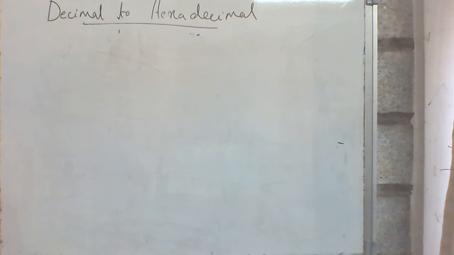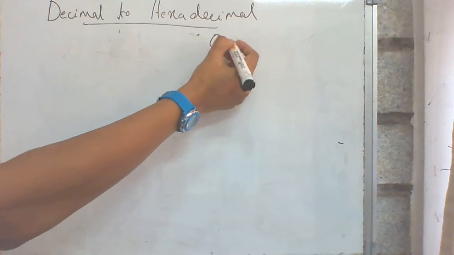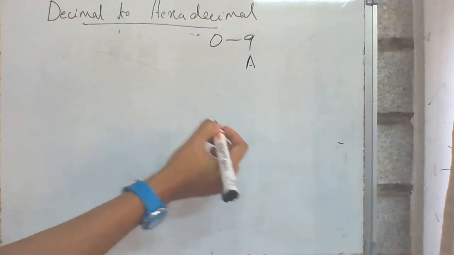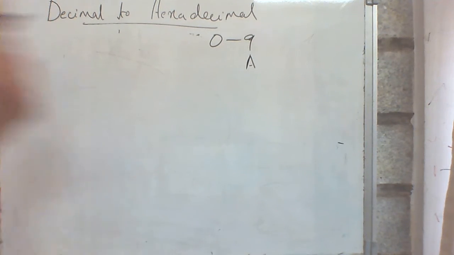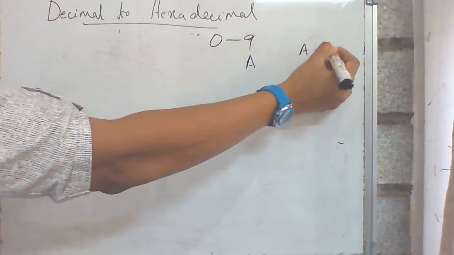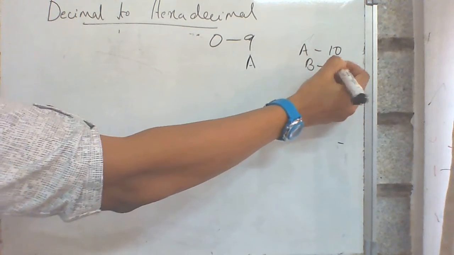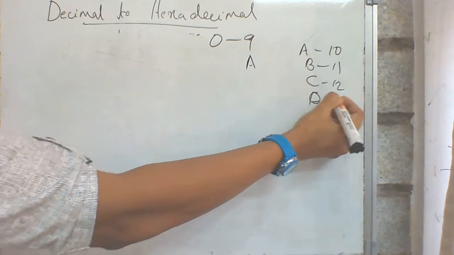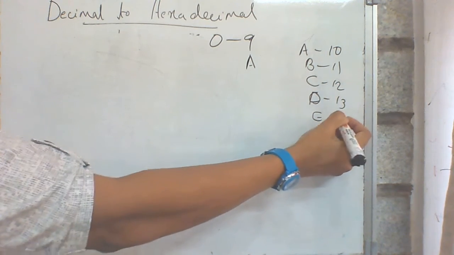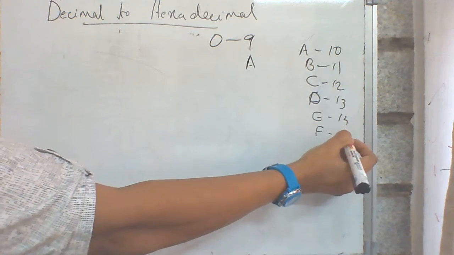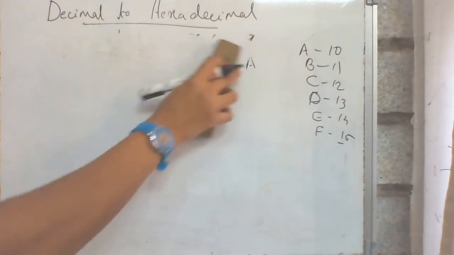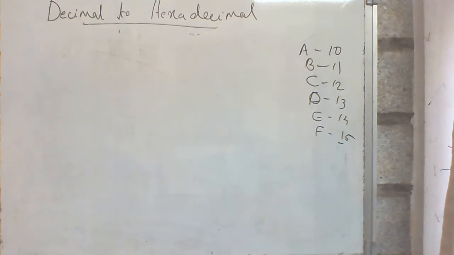Then what are all the hexadecimal digits? 0 to 9 and A to F. A means 10: A is equal to 10, B is 11, C is 12, D is 13, E is 14, F is 15. These are the digits 0 to 9 and A to F.